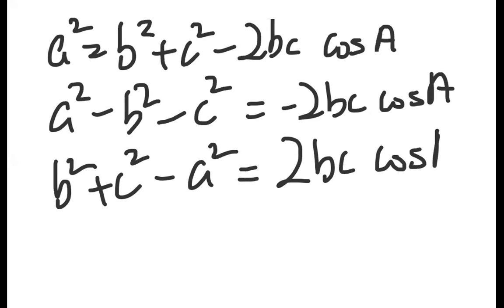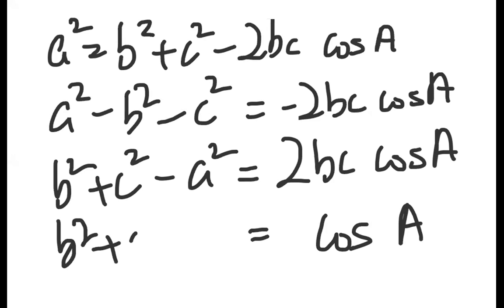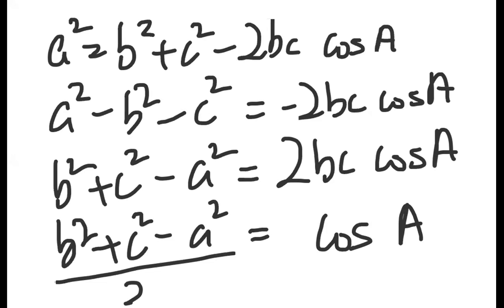So sekarang cosine A, I nak tinggalkan untuk cari angle. So 2BC ni kita transfer over the other side. Okay, faham. Kalau tak ingat, never mind, you just refer to the formula.